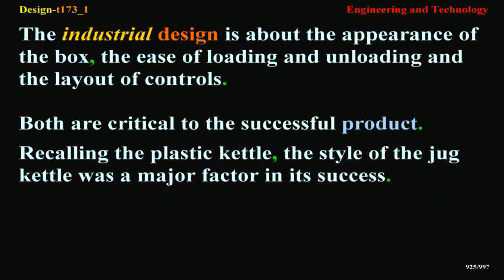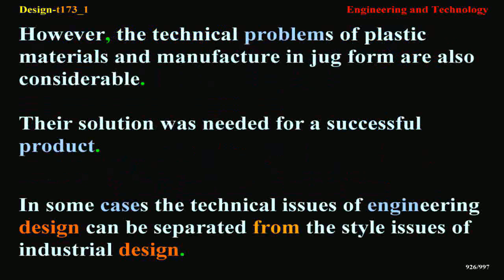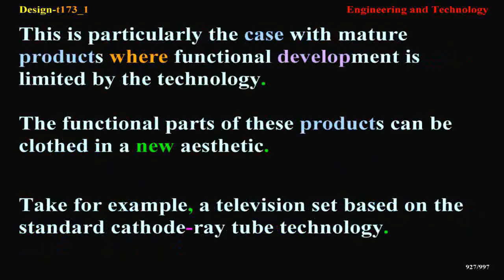Recalling the plastic kettle, the style of the jug kettle was a major factor in its success. However, the technical problems of plastic materials in manufacturing jug form are also considerable. Their solution was needed for a successful product. In some cases, the technical issues of engineering design can be separated from the style issues of industrial design. This is particularly the case with mature products where functional development is limited by the technology. The functional parts of these products can be clothed in a new aesthetic.